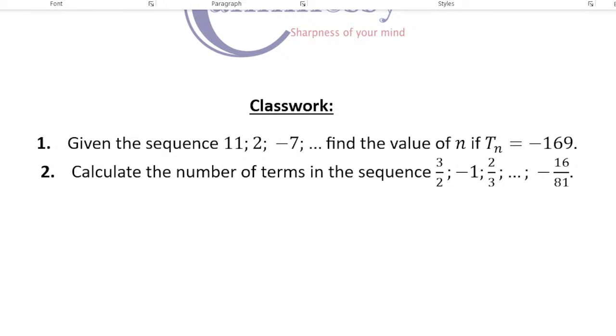Is it an arithmetic sequence? Is it a geometric sequence? All right. You have been given the first 3 terms. So I'm waiting for your script.